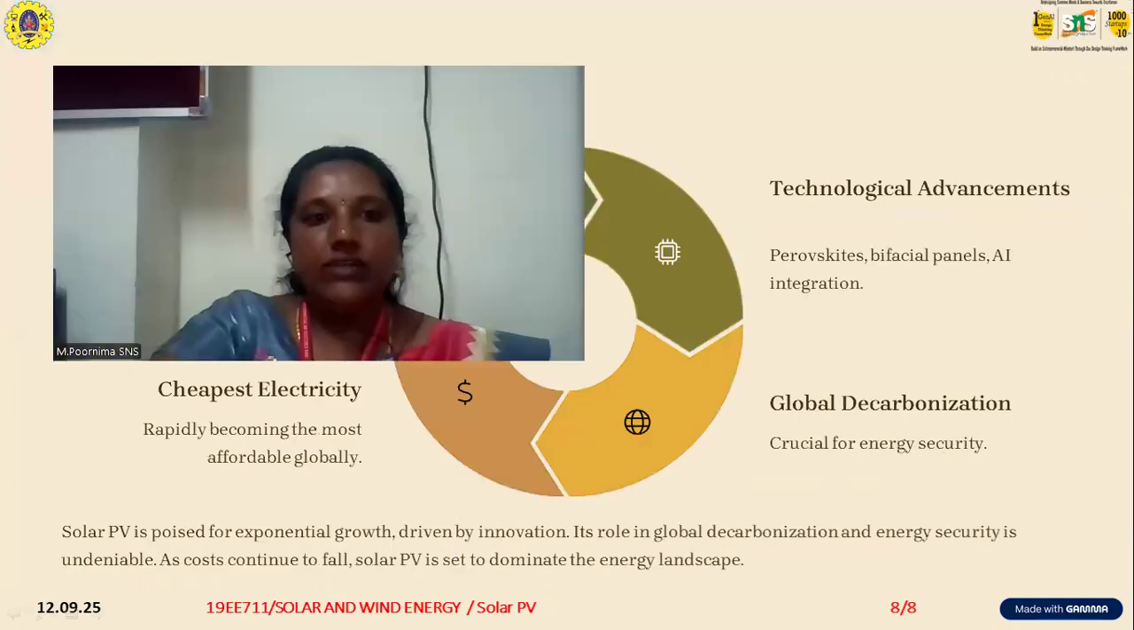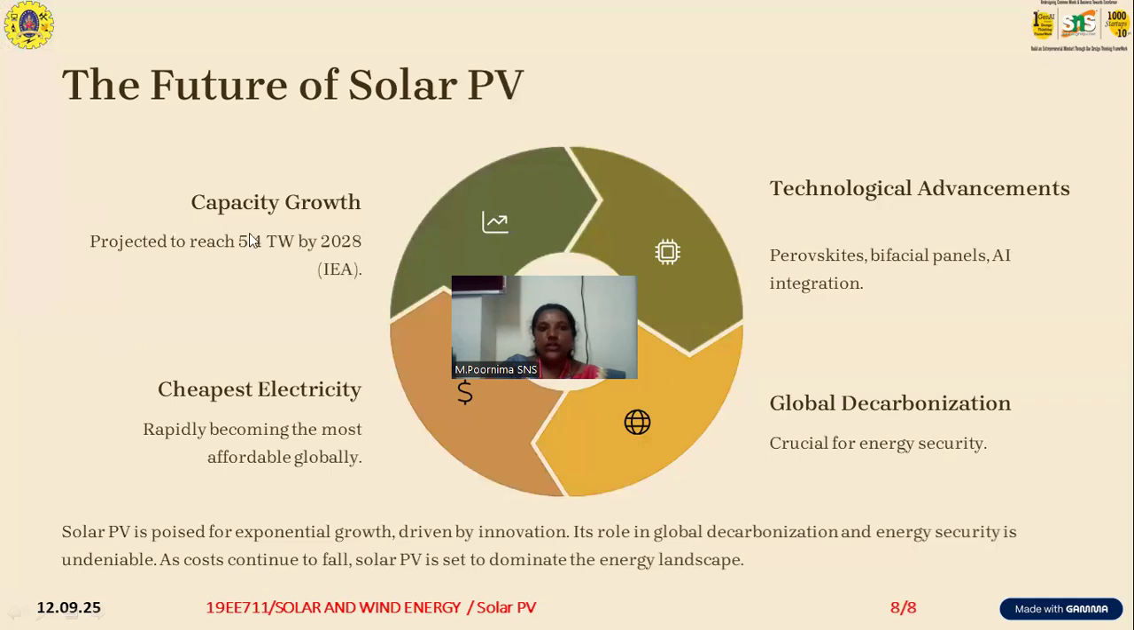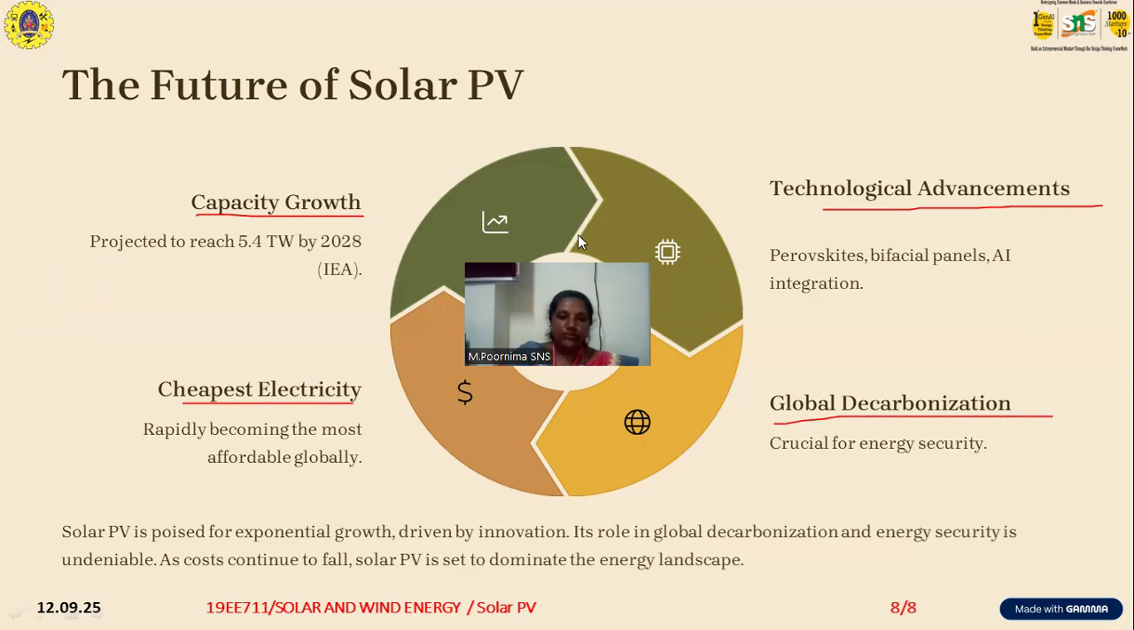And finally, we have the future of solar: capacity growth, cheaper electricity, technology advancement, and global decarbonization. So these four are the main features of the future of solar PV systems.